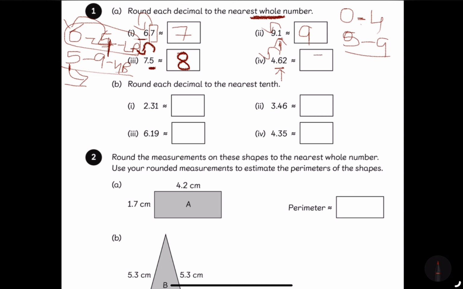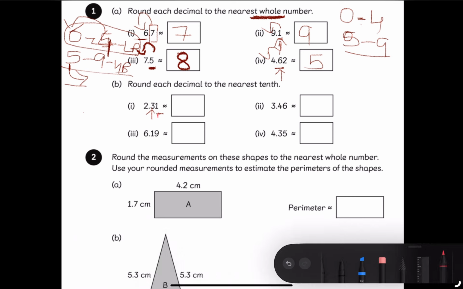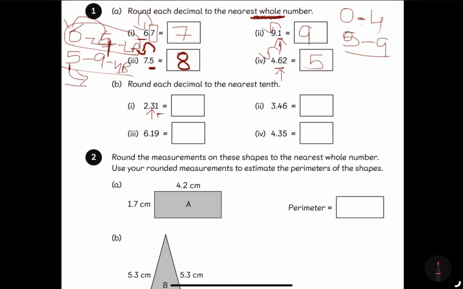Now the second question says round each decimal to the nearest tenth. Now I am looking at my tenth here. Since I have to determine my tenth position, I will look at the next position after the tenth. Therefore, I will say the number is in the lower band. I will not add anything. Therefore, it stays 2.3.